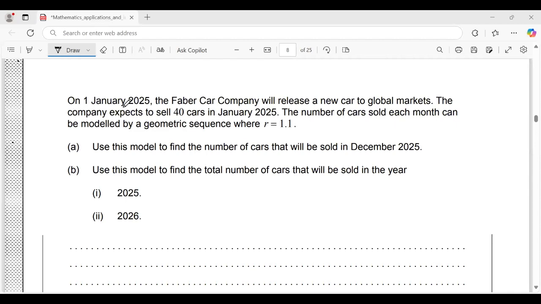On 1st January 2025, the Faber Car Company will release a new car to global markets. The company expects to sell 40 cars in January 2025. The number of cars sold each month can be modeled by a geometric sequence where r is 1.1. Use this model to find the number of cars that will be sold in December 2025.